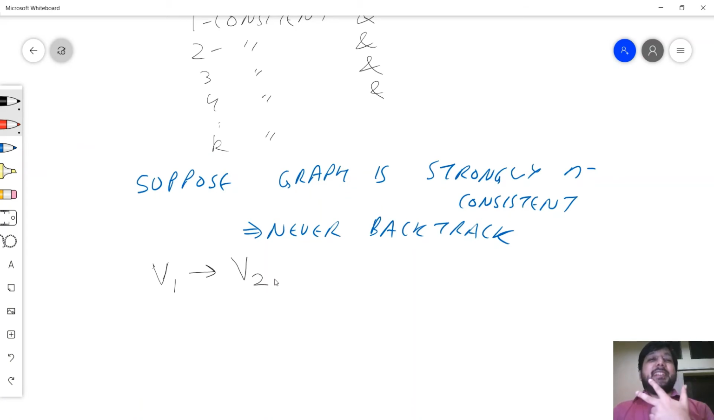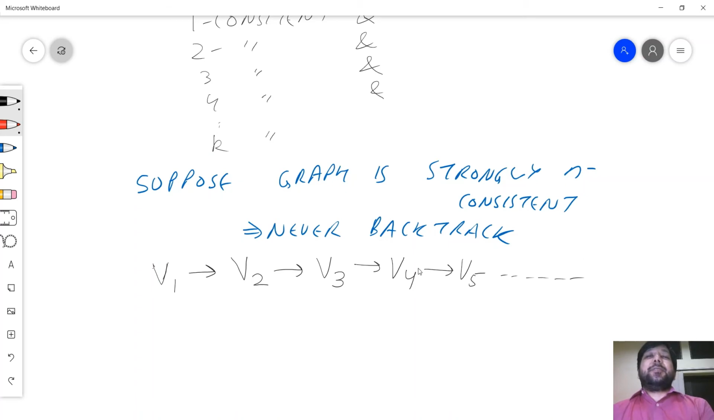It's strongly 3 consistent as well. For whatever value of v1, v2 you take, there is a value of v3. It's strongly 4 consistent. For whatever value of v1, v2, v3 you take, there is a value of v4. It's strongly 5 consistent. For whatever value of v1, v2, v3, v4 you take, there is a value of v5, and so on. Do I ever make it strongly inconsistent? No.